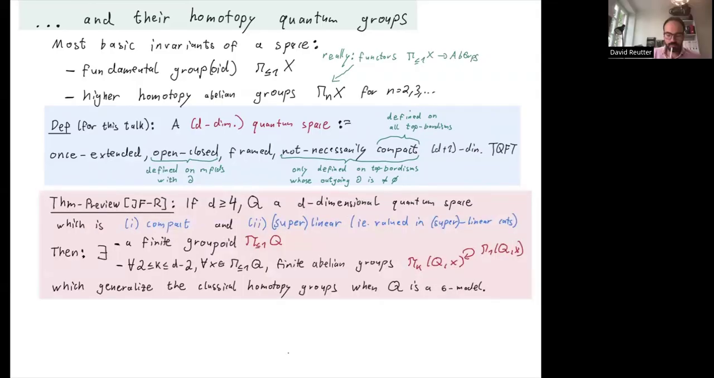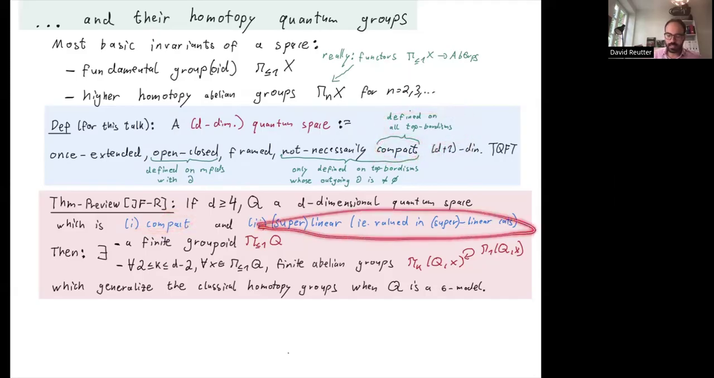And now let me just preview the theorem that we've proven. If you're in dimensions d greater or equal to 4, so the bulk theory is 5-dimensional and the boundary theory is 4-dimensional or higher, and you have one of these gadgets, one of these d-dimensional quantum spaces, so a 5-dimensional bulk theory and a 4-dimensional boundary theory or higher, which you assume is compact in this sense, so it's defined on all bordisms whatsoever.